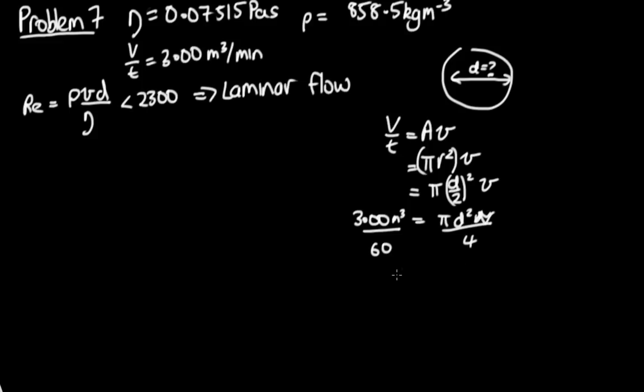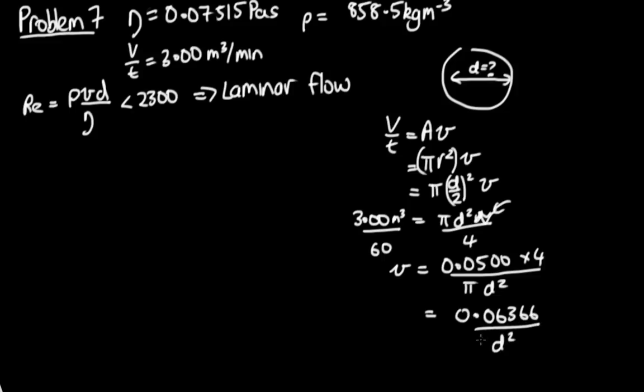And so this tells us, rearranging it to get the velocity as the subject, the velocity is equal to, this whole side is 0.05, so this is 0.0500 times the 4 divided by the pi d squared. So this gives us a velocity of 0.06366 over d squared. So we've now got the density and the viscosity and the velocity.